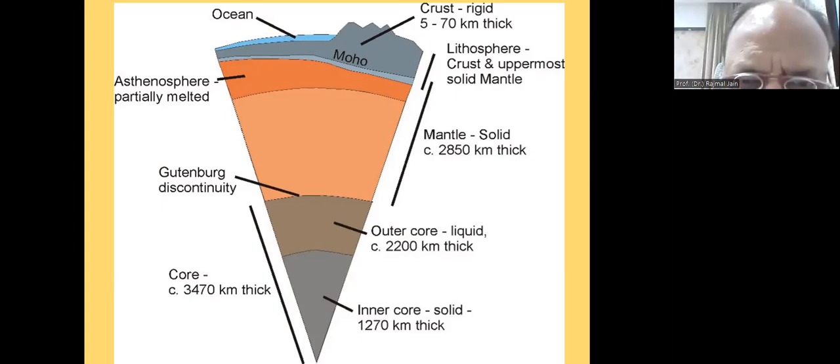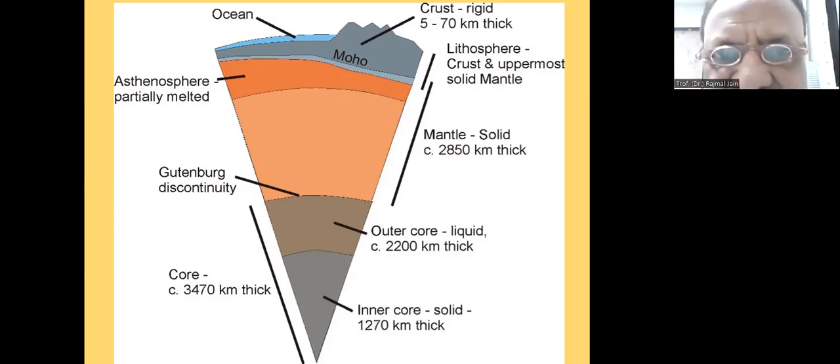Okay, so now you will see that the outer core is completely liquid, and a 2,200 kilometer thick portion is full of liquid. Temperature is very high, but temperature is even higher in the inner core, which is 1,270 kilometers, but it is solid. So temperature is very high at the center of the earth, but still it is a solid portion. And above that, it is a liquid. And above the liquid in the mantle, again, it is solid.